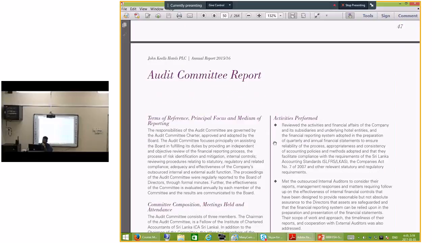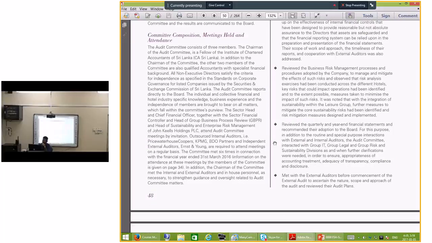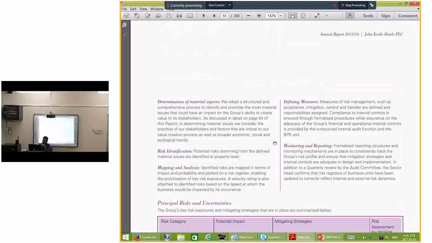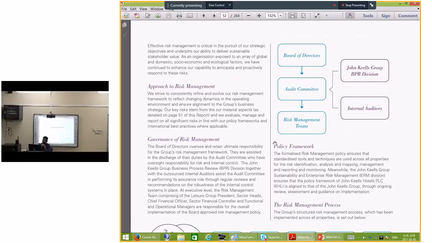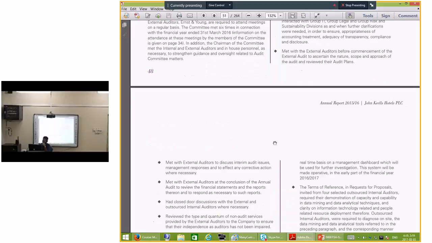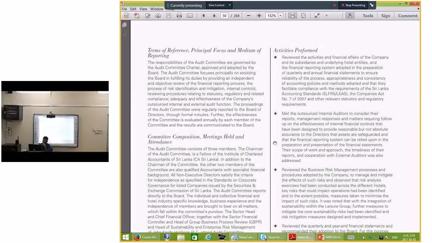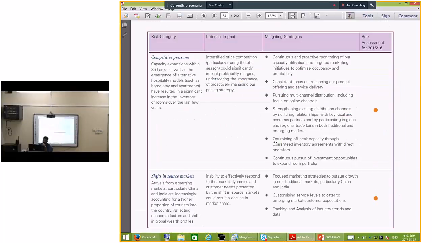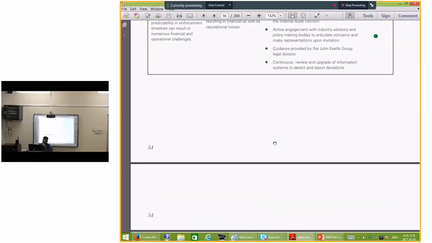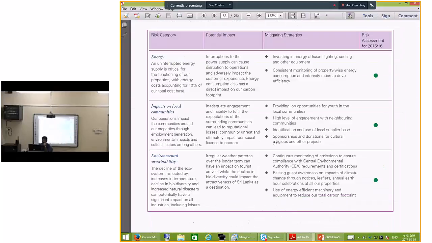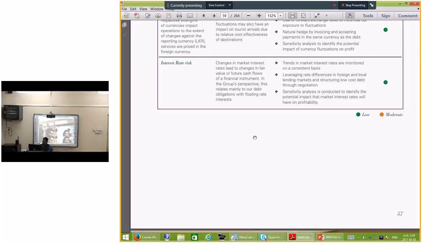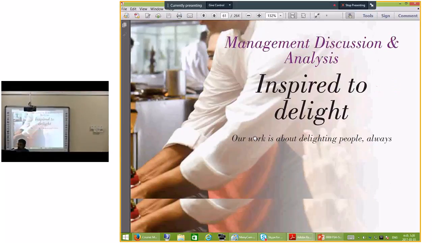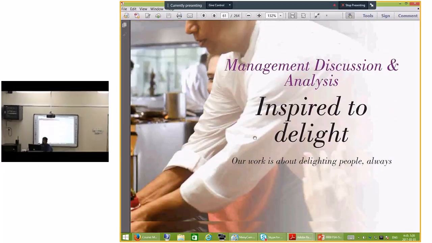Then the audit committee report and independent audit report, and the risk management report, that is also one part of it. Again you can see a number of pages on that matter, risk management. Then management discussion and analysis.